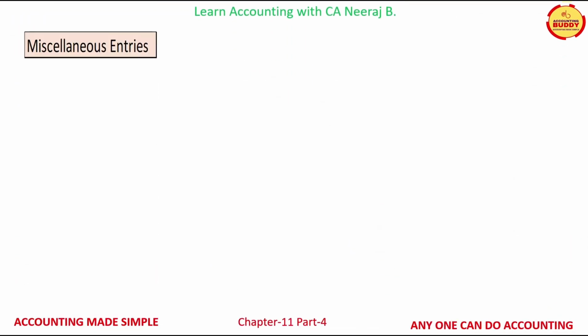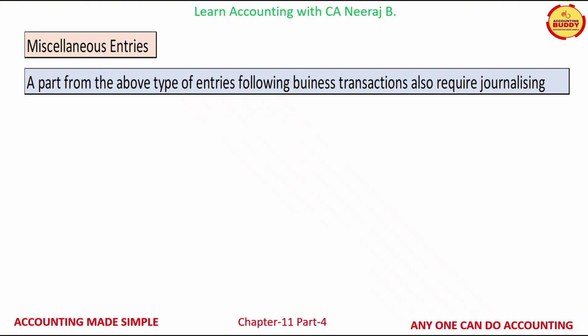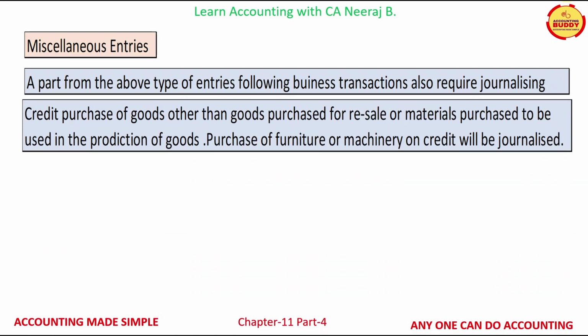Let us learn few common miscellaneous entries. Apart from the entries we have discussed so far, the following business transactions also require journalizing. Credit purchase of goods other than the goods purchased for resale or material purchased to be used in the production of the goods. Credit purchase entry for such goods is also passed through journal entries. For example, purchase of furniture or machinery on credit will be journalized.